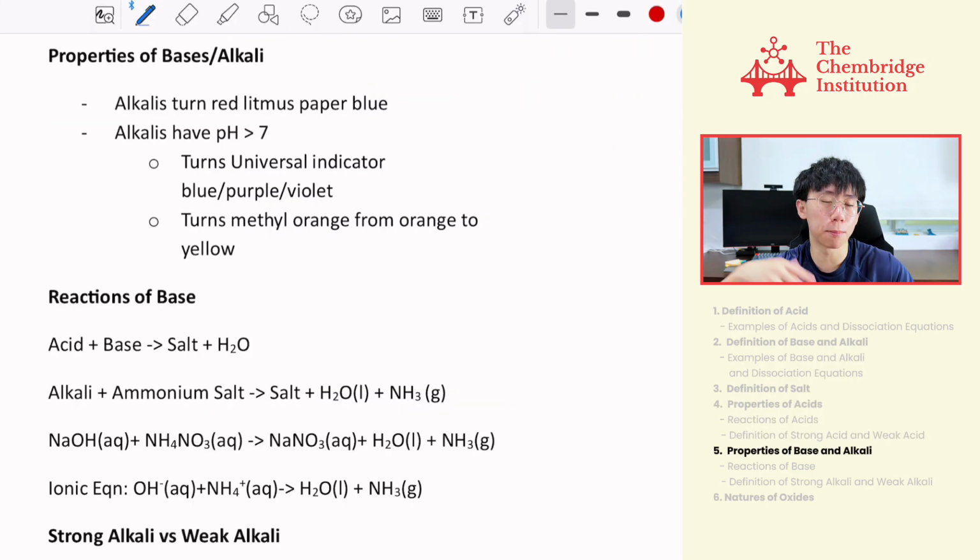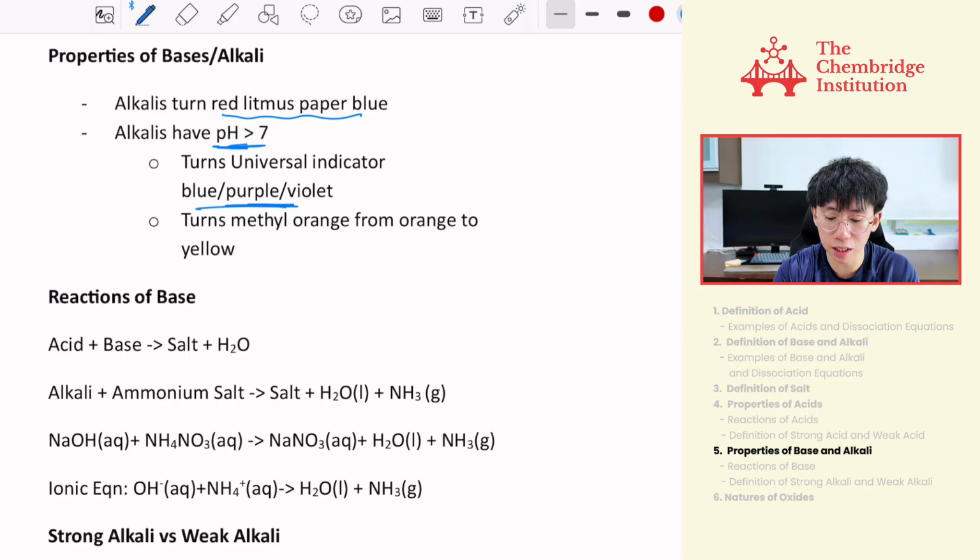Let's move on to the properties of our bases or alkalis. Your alkalis tend to turn red litmus paper blue, and they tend to have a pH of above 7. So they'll turn your pH indicators to the alkali colors or the basic colors. For example, universal indicator will turn from green to blue, purple or violet depending on how alkaline the solution is, and it will turn methyl orange from orange to yellow.